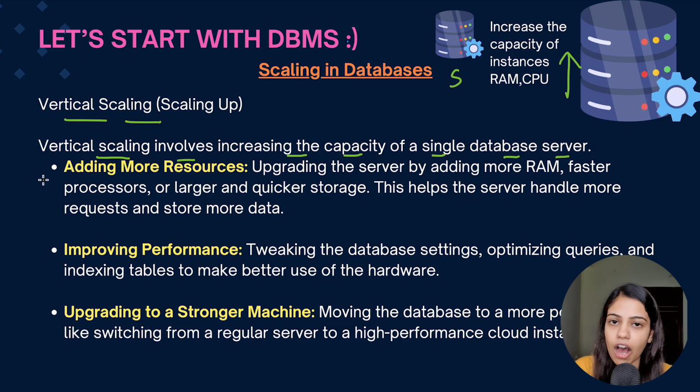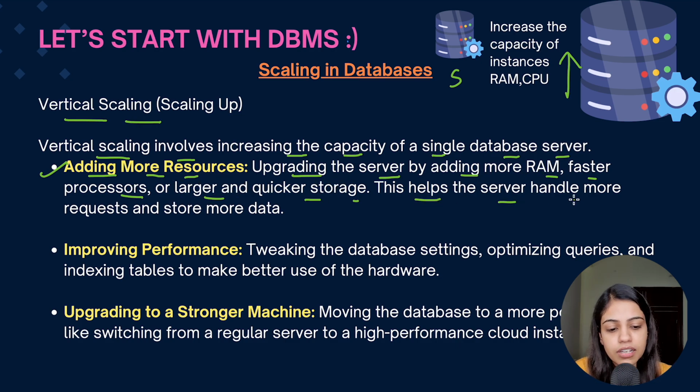Now, how can we vertically scale our system? The first one is adding more resources. So upgrading the server by adding more RAM, faster processors or larger or quicker storage. Whenever we add more RAM, faster processors or larger or quicker storage, we can scale our system. This helps the server to handle more requests and store more data.